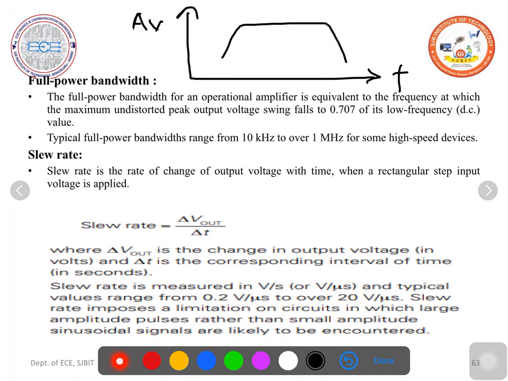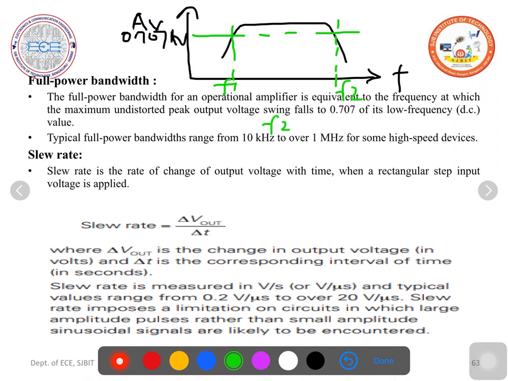Full power bandwidth. You know what bandwidth is. If you consider this as a frequency response, this is a voltage gain. So how do you find out the bandwidth? In the previous videos we have seen, we will plot a line of 0.707 of AV, or 70.7% of the maximum gain, the mid-band gain.